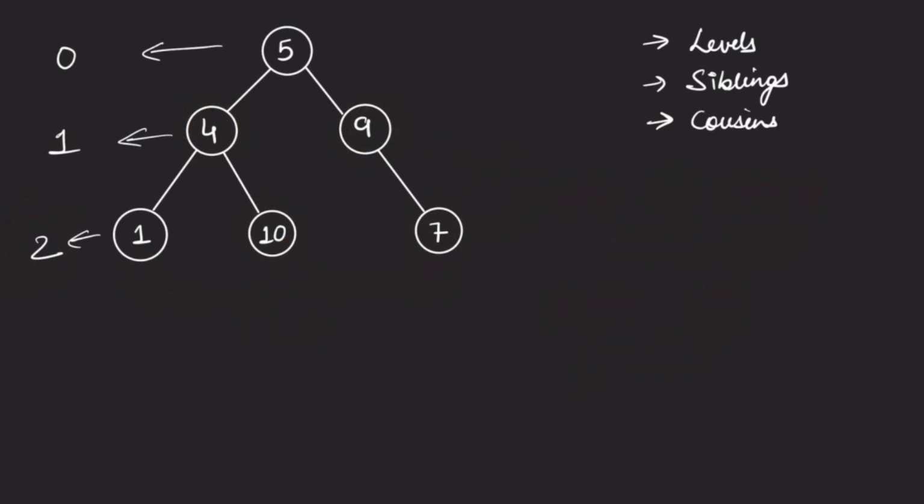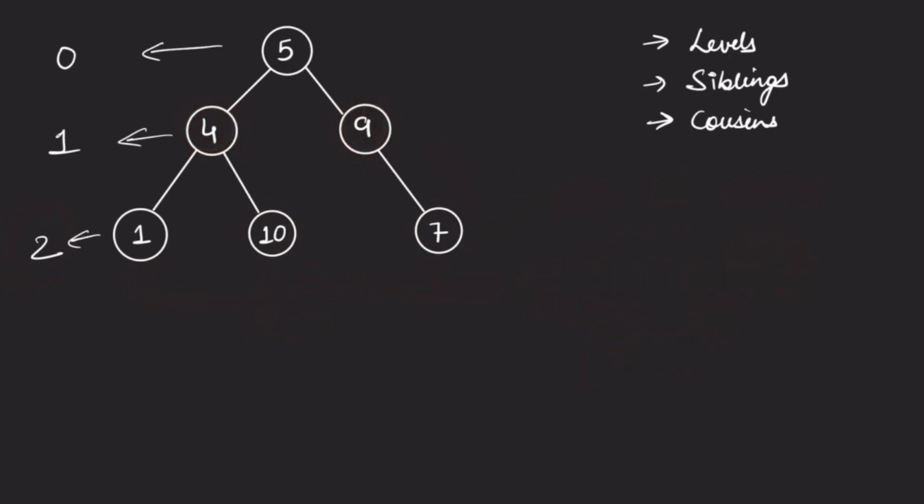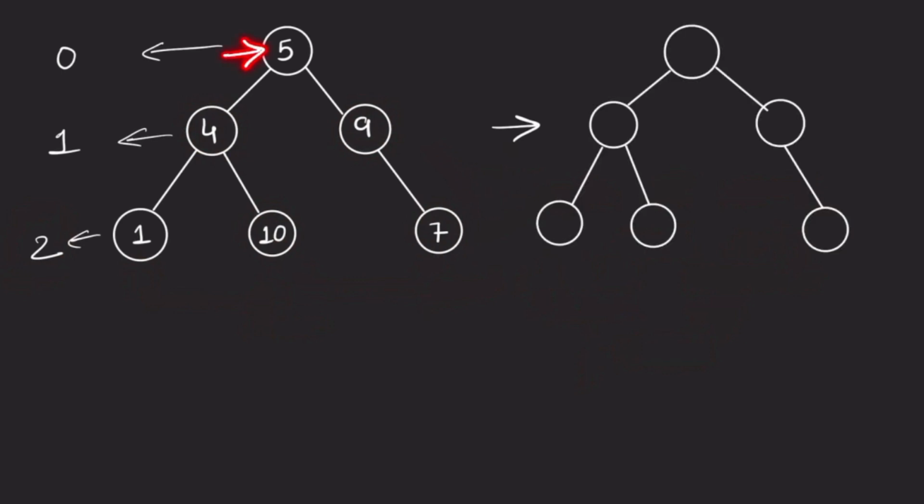Now, what the question is asking us to do is that in this binary tree, you need to replace every node's value with the sum of its cousins' values. So now let's remove this, and see what our binary tree will look like when we replace all the nodes with their cousin nodes' values. For this node 5, it is the root node. It does not have any siblings, so the sum will be 0.